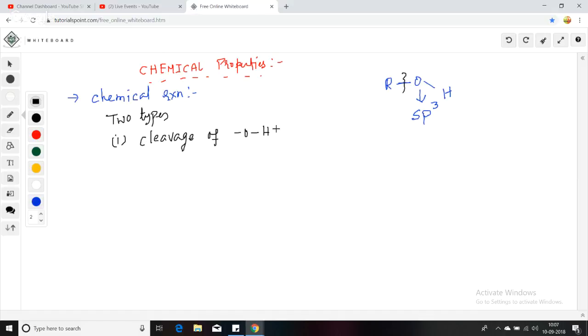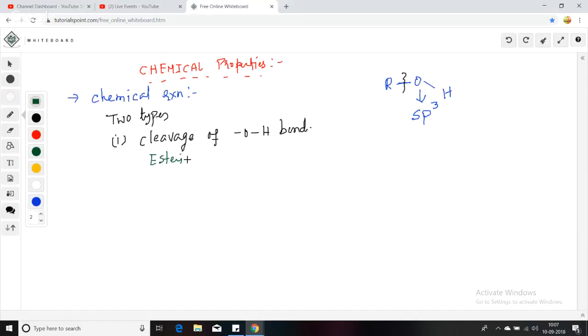This oxygen-hydrogen bond. Okay. And the second type of reaction that we'll also discuss is the cleavage of this carbon-oxygen bond. The first type of reaction is the reaction of monocarboxylic acid, which we also call the esterification reaction. So in the esterification reaction, what happens?